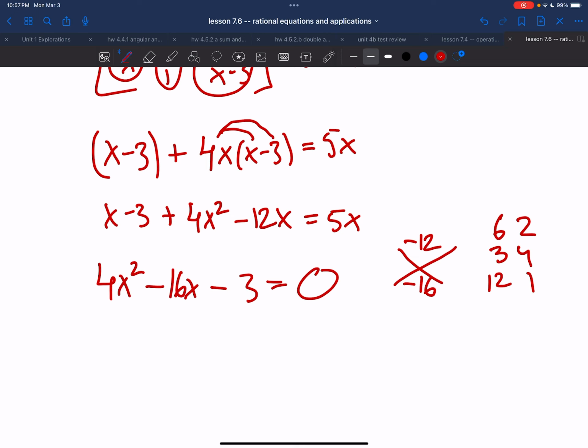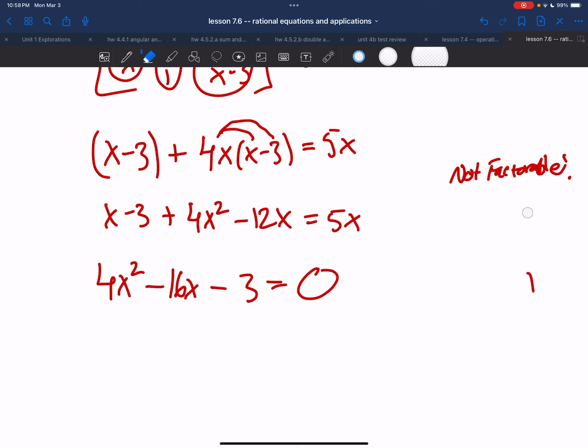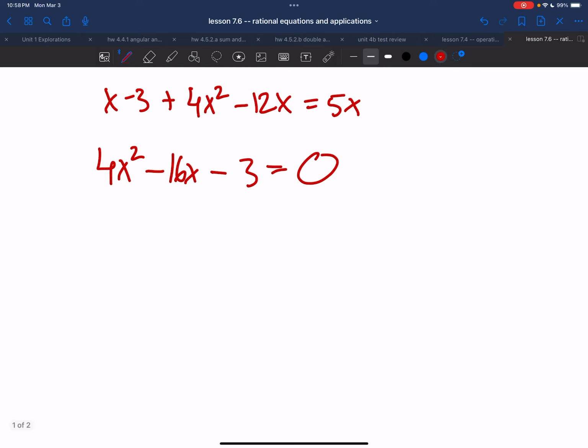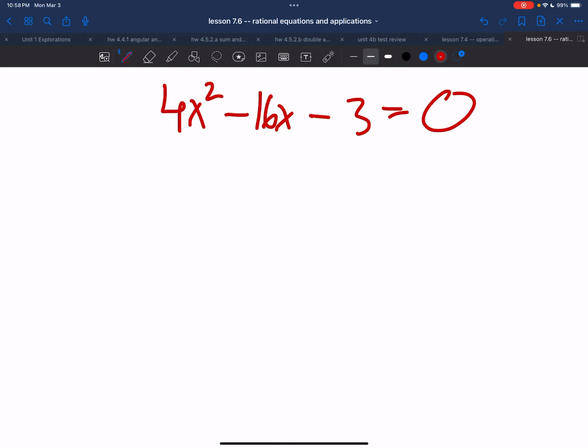So, not factorable. Yeah. Does that mean there's no answer? No. No. That doesn't mean there's no answer. It just means you have to use the quadratic formula. And so we sing the song.